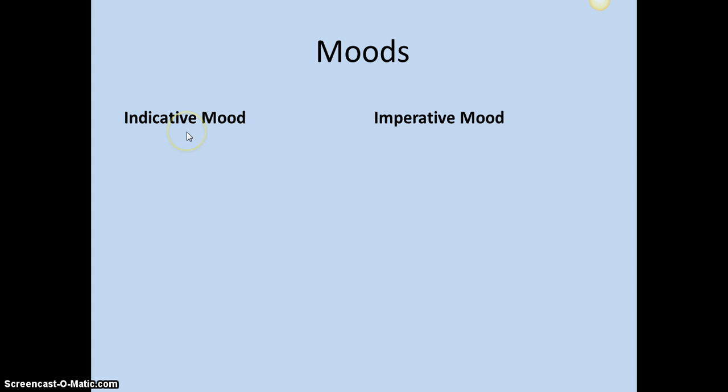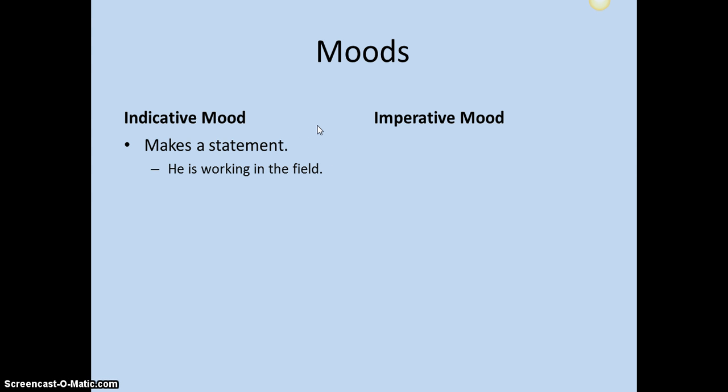We have our indicative mood, which is the mood we use 95% of the time when we're talking. And then we have the imperative mood. So we're going to dive into exactly what they are. We've already been in the indicative mood for the first 7 chapters, so you're going to recognize a lot of this.